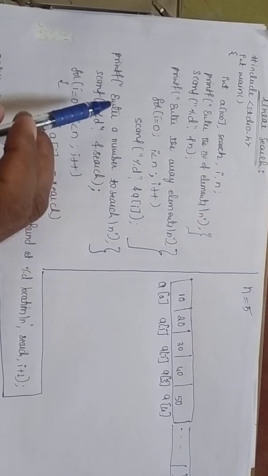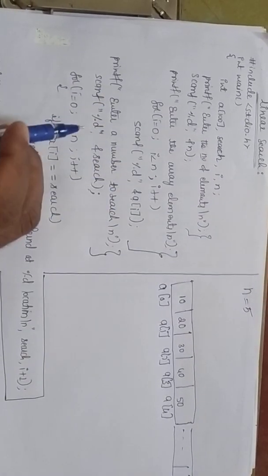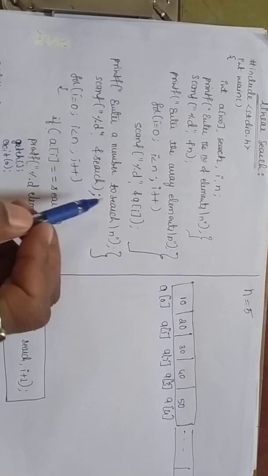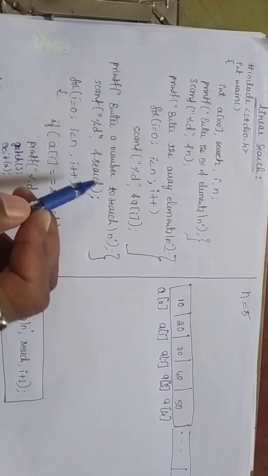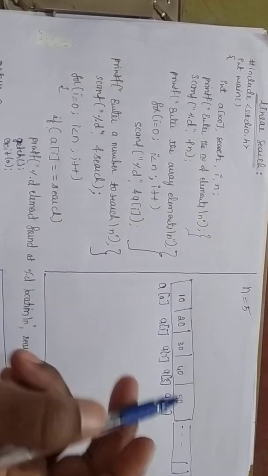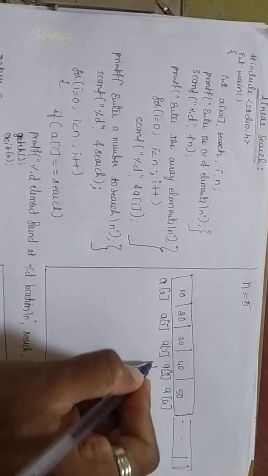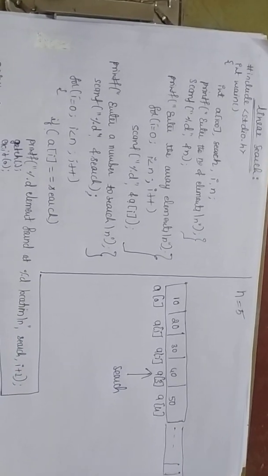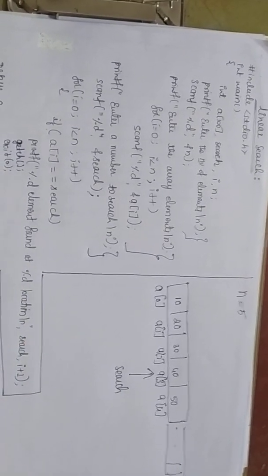For that printf statement, enter the number to be searched. Scanf %d ampersand search. So here you are using one variable called search. In this you have to enter any one number out of this. Now I will choose 40 only. Okay, now this is my search element. Now 40 I have to search in this list.